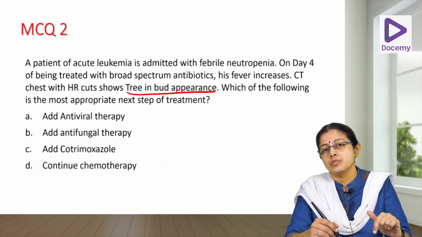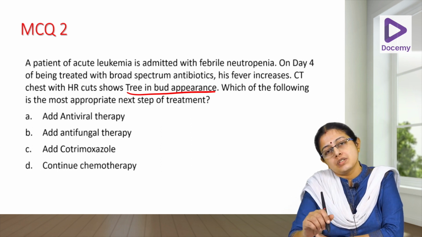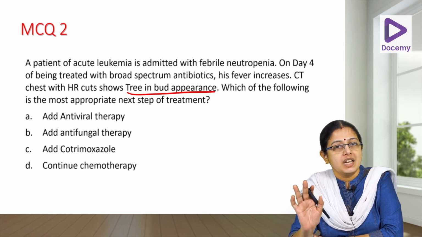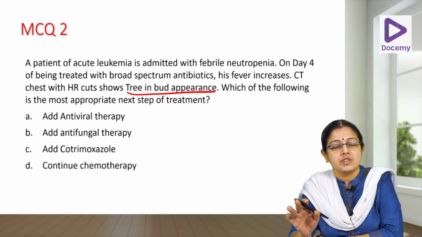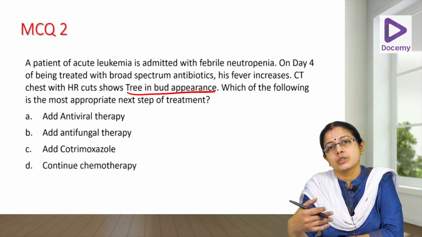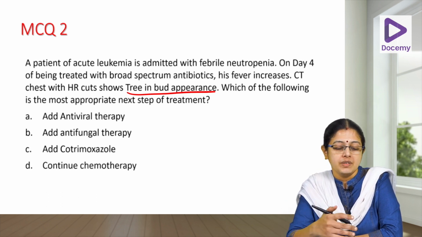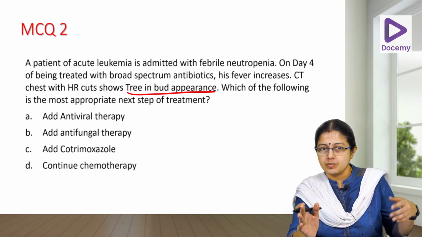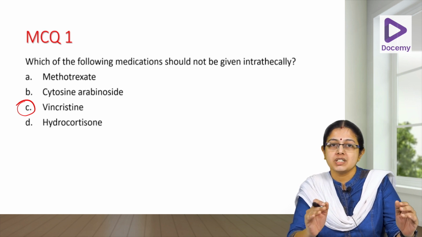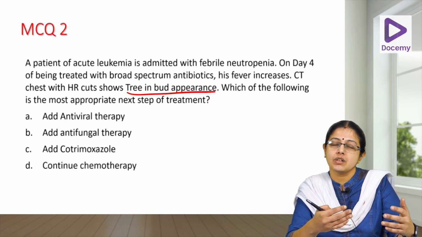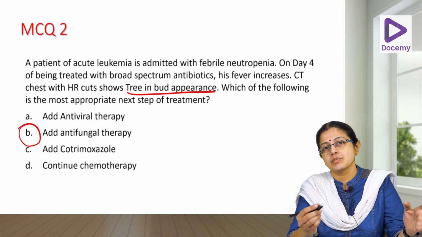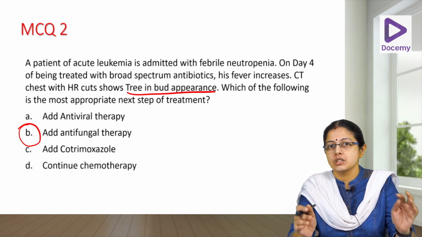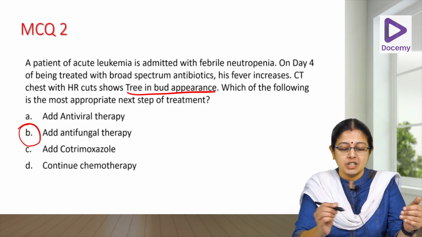So why not add cotrimoxazole? Adding cotrimoxazole to the treatment in a patient who has febrile neutropenia, cotrimoxazole has a myelosuppressive effect. So the recovery of the bone marrow, the recovery of the neutrophils, will get delayed when you add cotrimoxazole. So adding antifungal is the most appropriate measure, because development of a fungal infection, especially something like an aspergillus infection in the lung, is the most common thing that happens to a patient who has a prolonged febrile neutropenia.